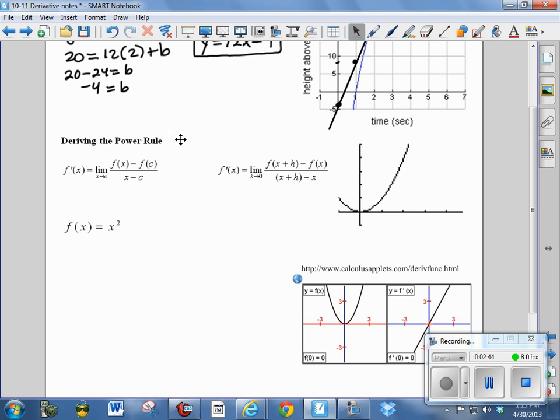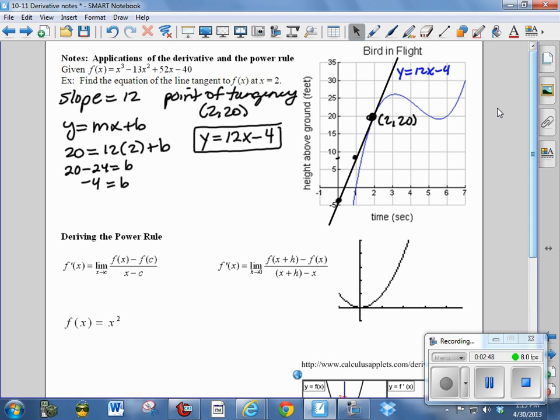What we need now is, wouldn't it be nice if there was a function that would tell me what the slope is at every point on this graph? Right now I know the slope when x is 2 is 12, but what about the slope when x was 2.5, or when x is 4, or the slope when x is 6? They're all going to change. This is a variable slope.